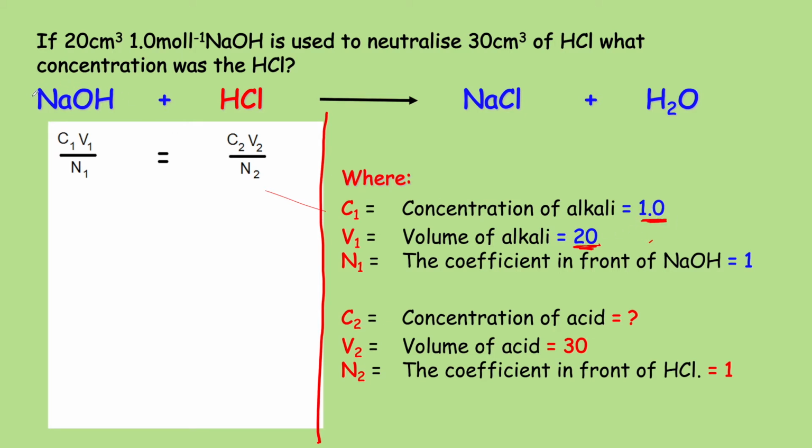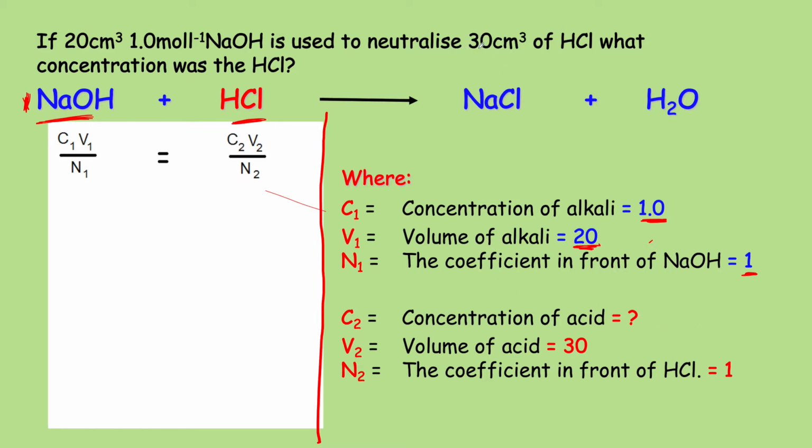We also know that the number in front of there is an invisible 1 because remember in chemistry we don't like to write ones. So we know that that value is 1. You will also notice that these are in blue because these are talking about an alkali, and these ones are in red because they're talking about the acid, okay? This is the alkali, this is the acid, okay? So our blue is our alkali, our red is our acid, and we've got blue and red.